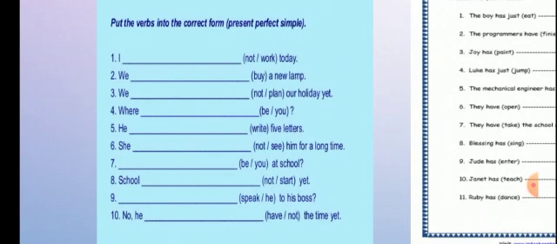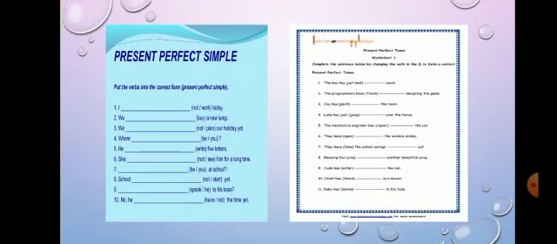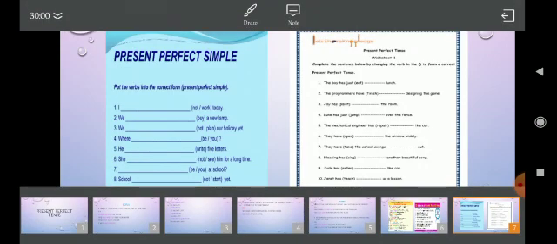Similarly, you are supposed to do the third one, fifth one, sixth one, and eighth one only. You are supposed to do first, second, third, fifth, sixth, and eighth. Okay, so that's all about your present perfect tense sentence. The lesson, right? That's all for today.